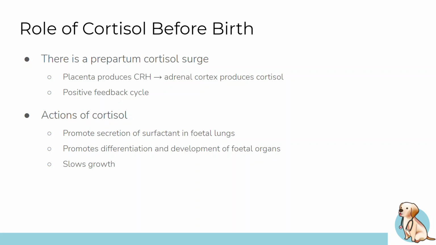The surge occurs because the placenta produces CRH, which is a hormone normally produced by the hypothalamus in adults. And CRH activates the adrenal cortex to then produce cortisol. This is one of the rare occasions that there's a positive feedback loop. So the positive feedback loop means that we can have really high concentrations of cortisol.